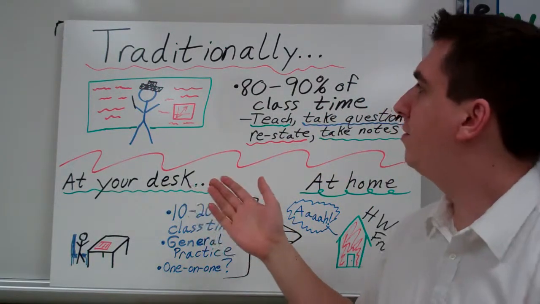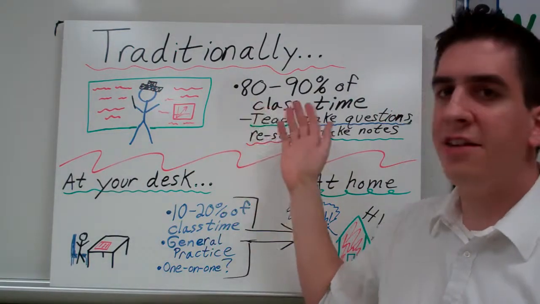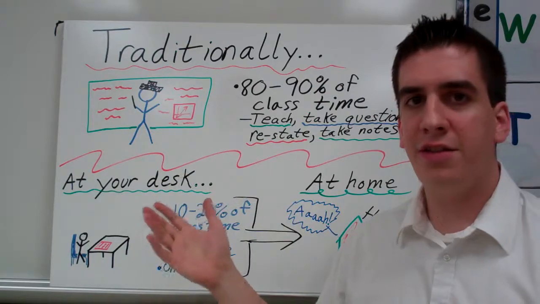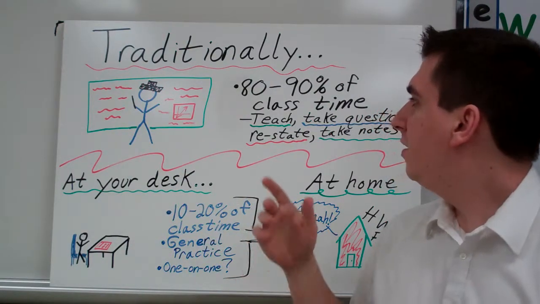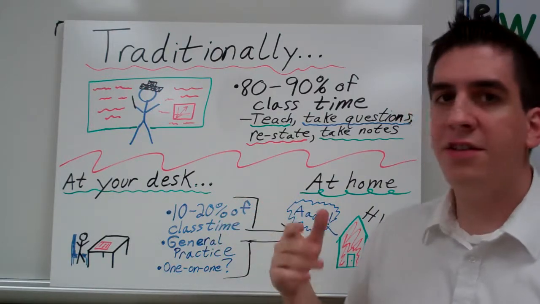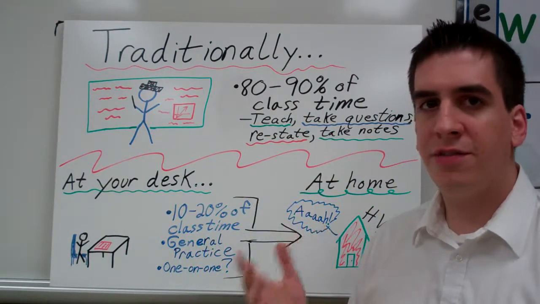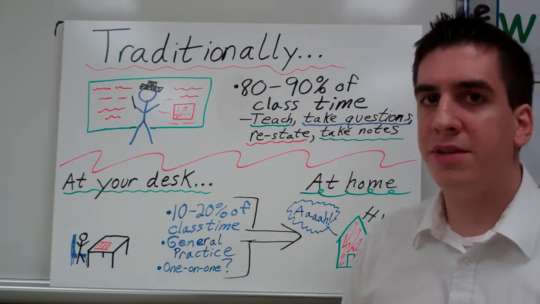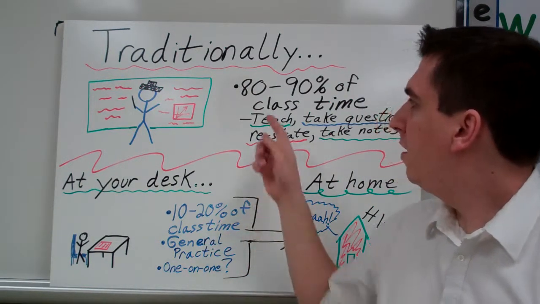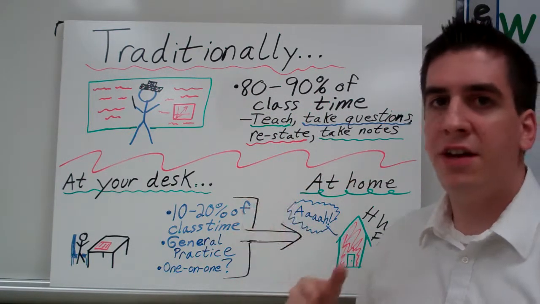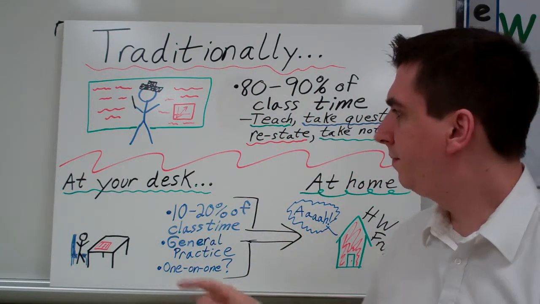In the traditional classroom model, I was finding that 80 to 90% of class time was spent in front of the room, just talking to students, lecturing. I would teach the material, I would take their questions and restate things that I was teaching them, which is fine. This is what we do to teach students new things. And I was telling them to take notes. But again, 80 to 90% of class time. This is an inefficient use of time in the classroom.